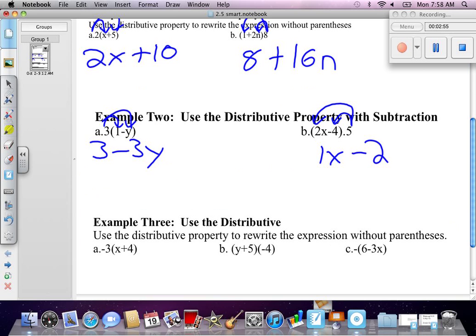Ready to turn it over and look at the back? I'm hoping you're writing all of this down. If you are not writing all of this down, you will not get full credit when you turn your binder in on Friday, or your folder.